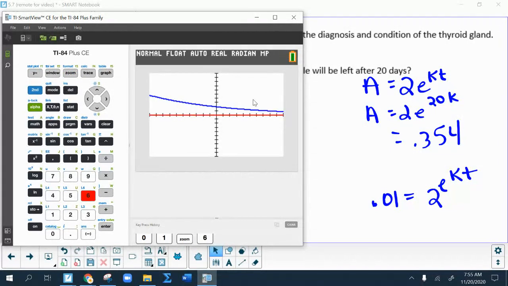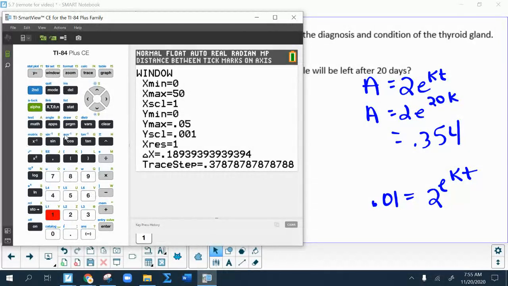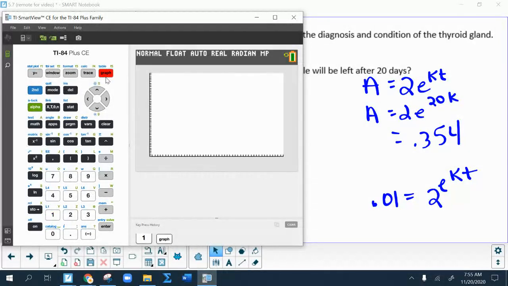Okay. And then I know that clearly I have to go quite a bit off to the right. So I think I'll fix my window. I don't need as much on the x's. And let's go to maybe 50. And I don't need certainly as much on the y's. I only need to be able to see 0.01. So let's maybe go to 0.05 and see what happens here. Okay, so I still didn't go far enough to the right.